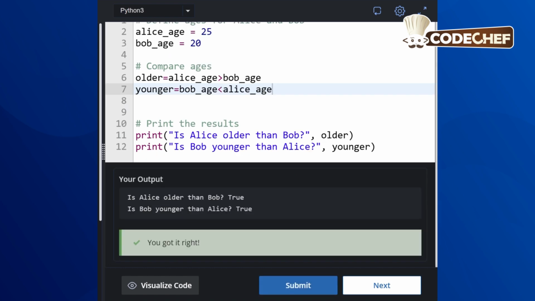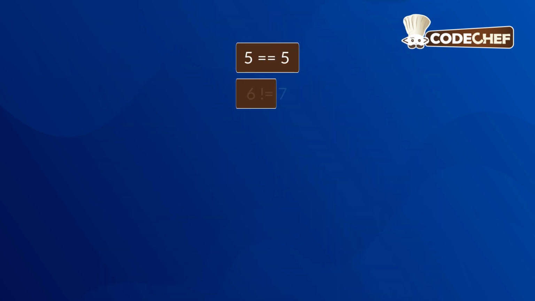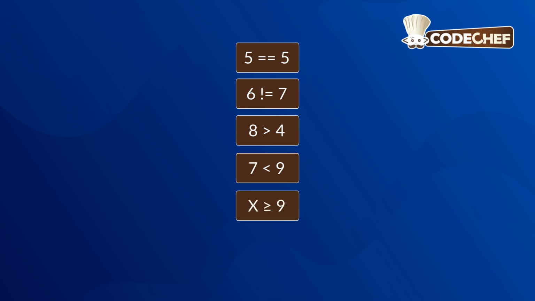To wrap up, relational operators help us compare values using double equals, not equals, greater than, less than, greater than or equal to, and less than or equal to. You've also seen how to compare multiple values in a single line.